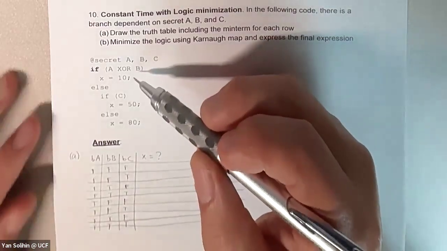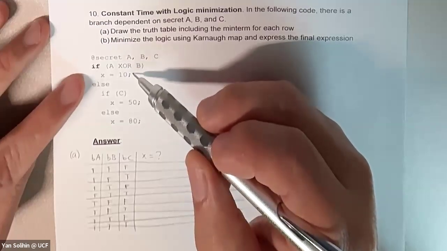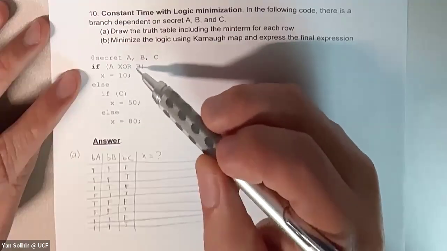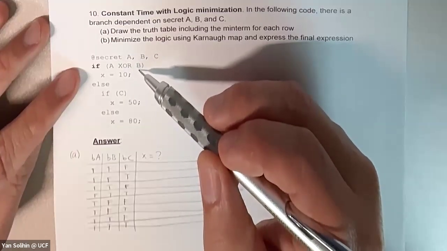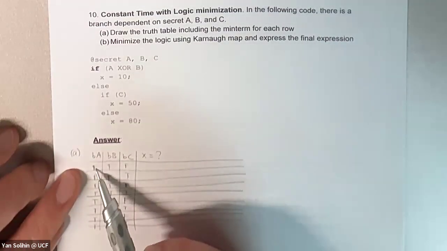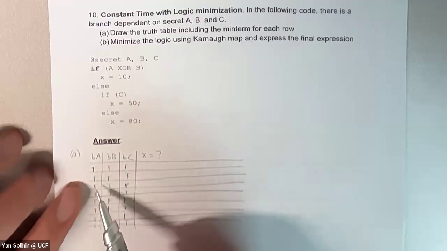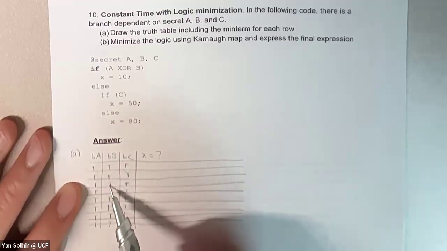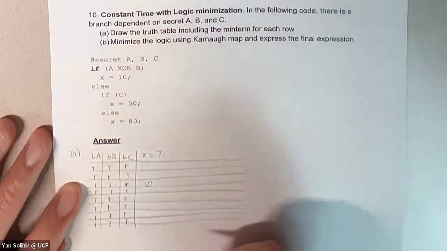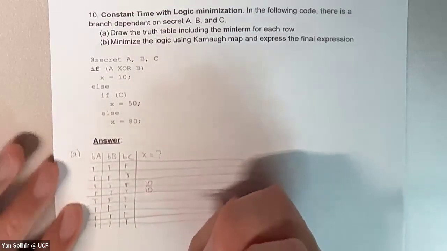Let's figure out the first branch. So if A XOR B, then X becomes 10, right? A XOR B is true if one of them is true, but not both of them, right? So false XOR false is false, etc. False. False XOR true is true. So here X will be 10. False XOR true, 10.